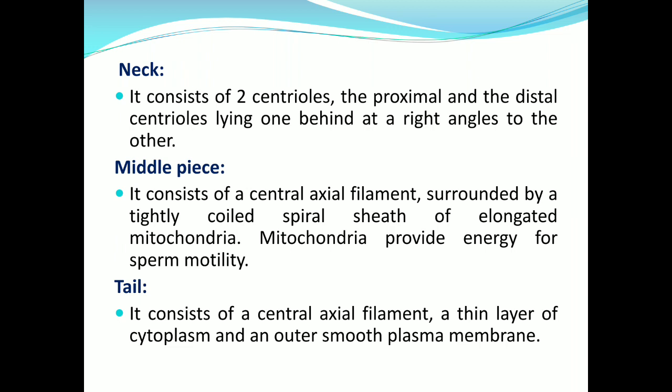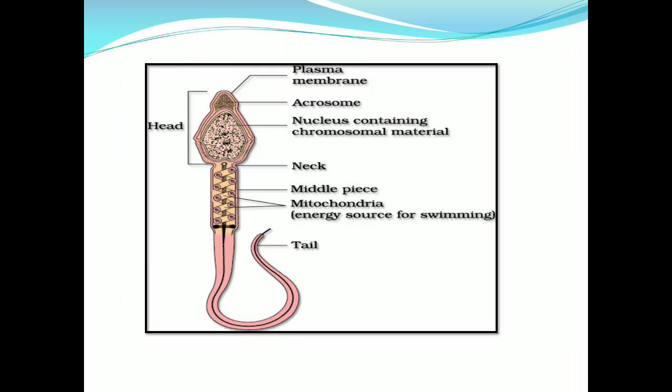The neck region of a sperm contains two centrioles, the proximal and the distal centrioles, lying one behind the other at a right angle to each other. The middle piece of the sperm consists of mitochondria. These mitochondria provide energy for the swift movement of sperm. The tail of the sperm helps in motility, that is movement. It consists of a central axial filament, a thin layer of cytoplasm, and an outer smooth plasma membrane. This is a diagram of a sperm showing different parts.